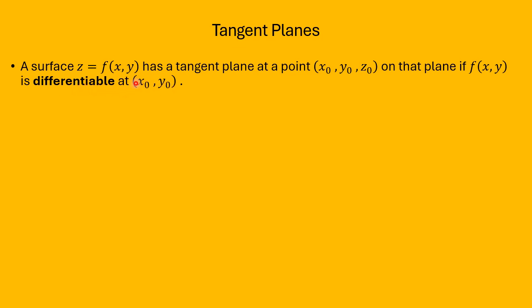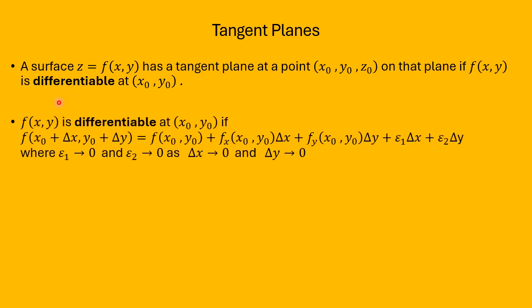So we now have to ask, what does it mean to be differentiable? As we mentioned before, it means more than just having a derivative or having partial derivatives. We will say that the function of two variables, f(x, y), is differentiable at the point (x0, y0) if f(x0 plus delta x, y0 plus delta y) equals f(x0, y0) plus the partial of f with respect to x at (x0, y0) times delta x plus the partial of f with respect to y at (x0, y0) times delta y plus epsilon 1 times delta x plus epsilon 2 times delta y.